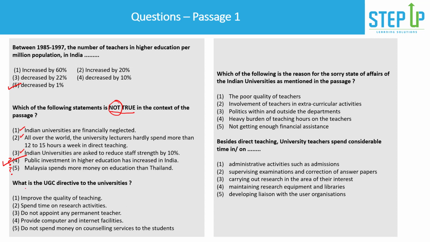Okay. Third question. What is the UGC directive to the universities? To improve the quality of teaching? No. To spend time on research activities? No. Do not appoint any permanent teachers? Yes. Probably yes, right? But we will always make sure that we cross-verify. Provide computer and internet facilities? No. Do not spend money on counseling services to the students. No.